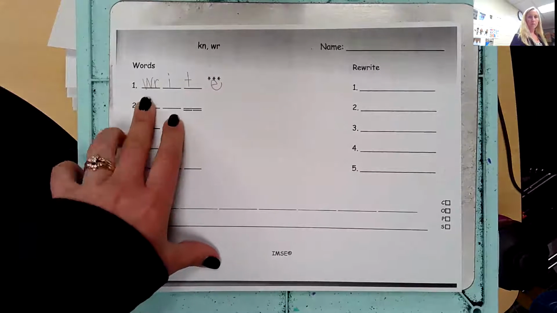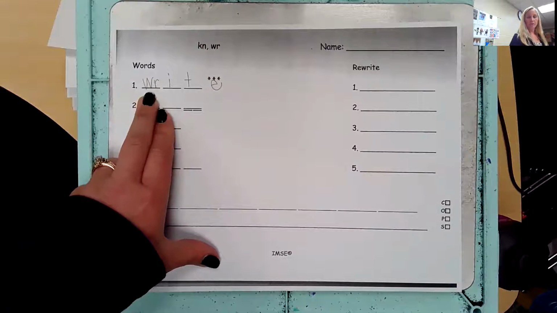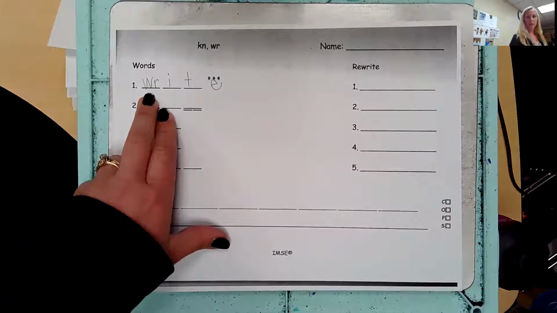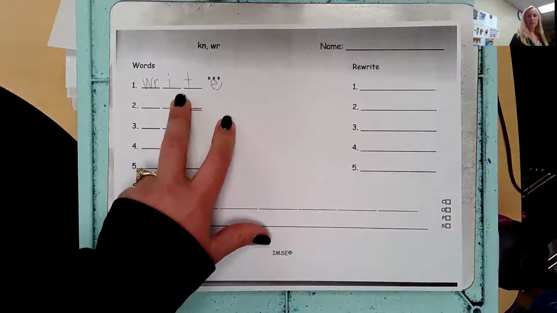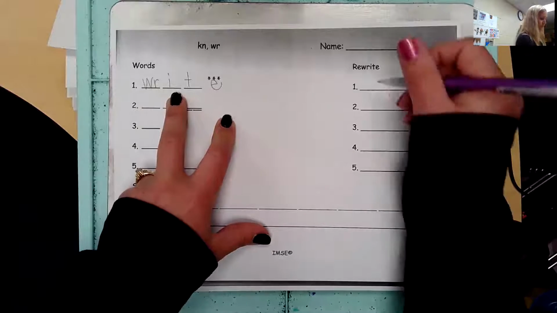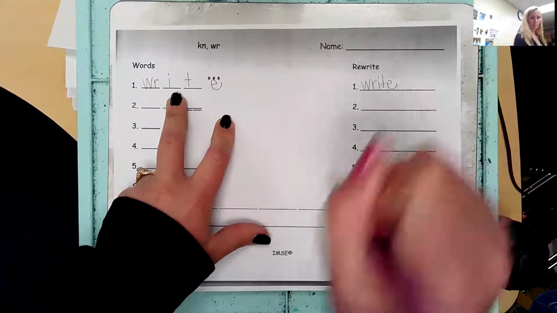Okay, when I write this one, I hear /r/ at the beginning, and I know that our digraph is WR. Right. And I need that silent E in order to make the I tell its name. If yours is correct, move it over to the rewrite line.